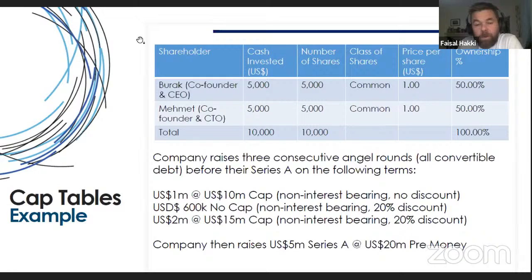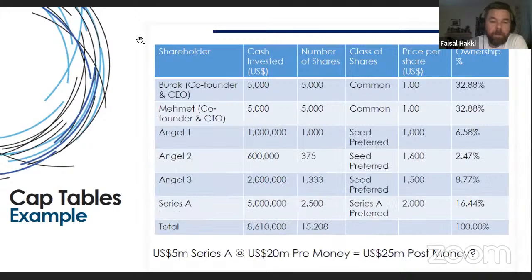Now, the company then was successful in launching the product. They talked to Series A investors, and they managed to raise a 5 million Series A round at a $20 million pre-money. This is what your cap table would look like after that, after all of that money comes into the cap table, and after all of these angel rounds are converted.